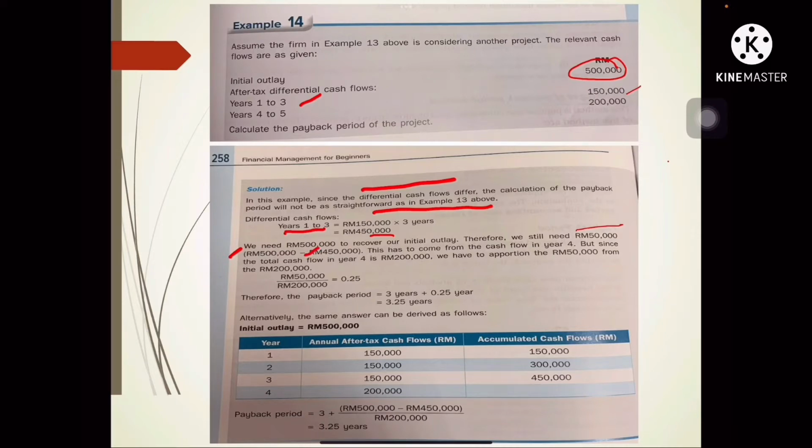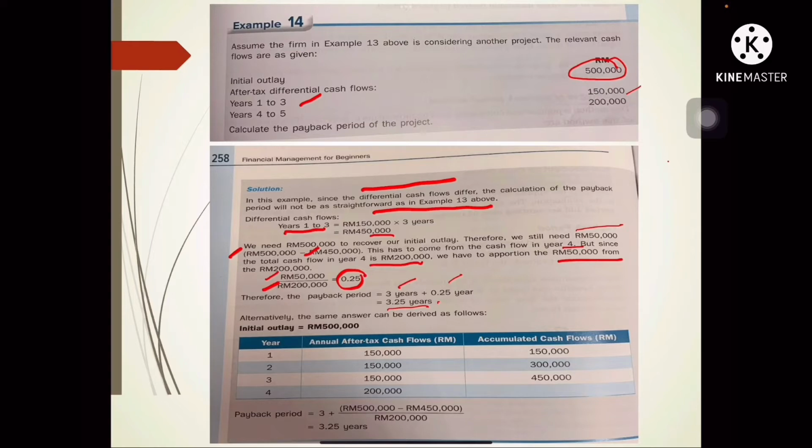This one we are going to get in year 4. Since the total cash flow in year 4 is 200,000, we need to apportion the 50,000 to the 200,000. So we take the 50,000 divided by 200,000, we get 0.25 years. Previously we already have 3 years, plus 0.25 years, it now becomes 3.25 years.